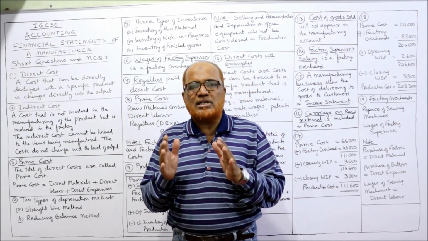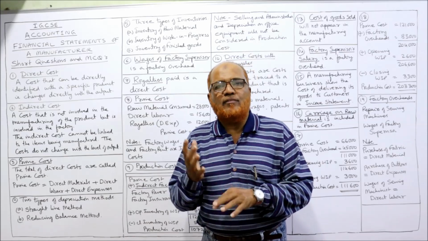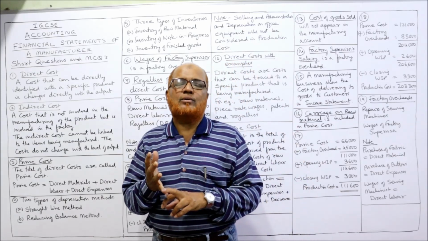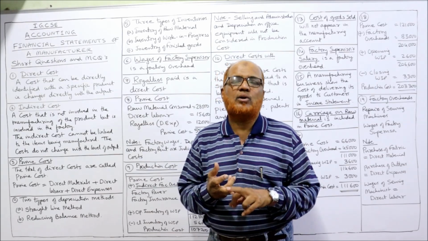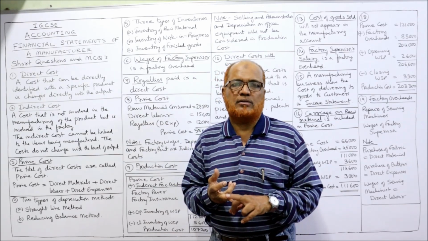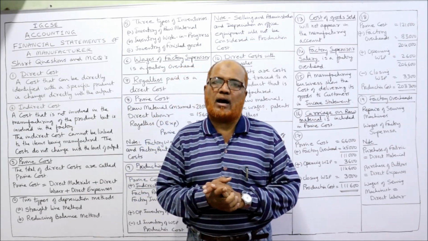So the financial statements of a manufacturer consist of three. The first one, manufacturing account. Second one, income statement. Third, statement of financial position. I have explained the format of how to make the production account.